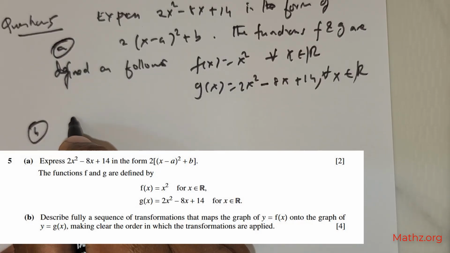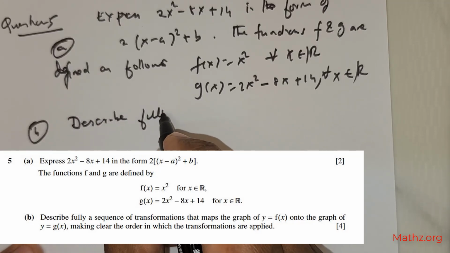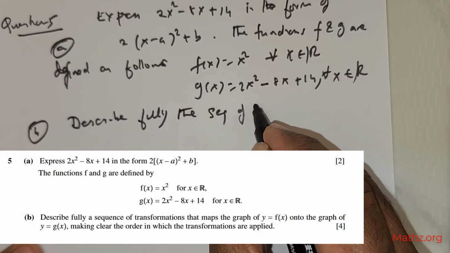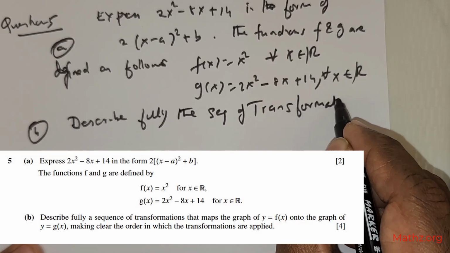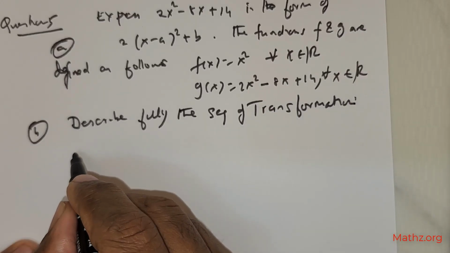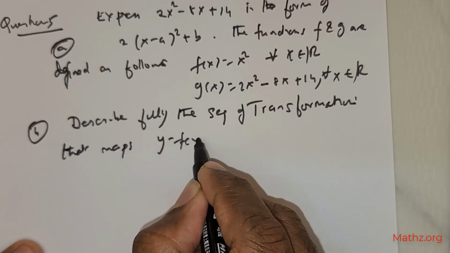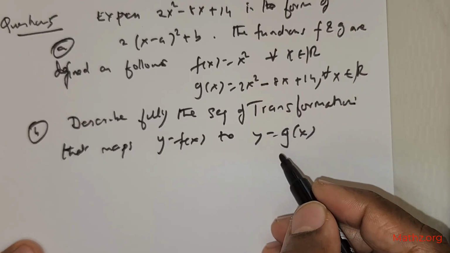Part B is describe fully the sequence of transformation that is occurring. Transformation that maps y is equal to f of x to y is equal to g of x. Okay.